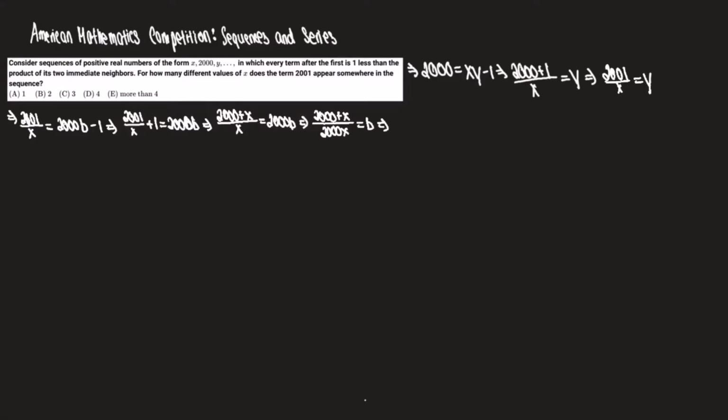So now we got the third term. We can keep going on because it doesn't look like there's a pattern so far. To find the next term, we get 2000 plus x. There's a mistake somewhere.